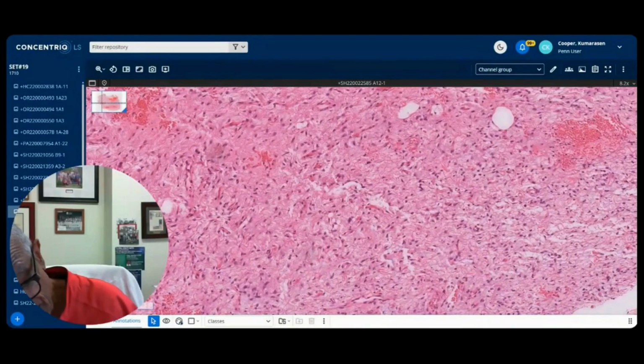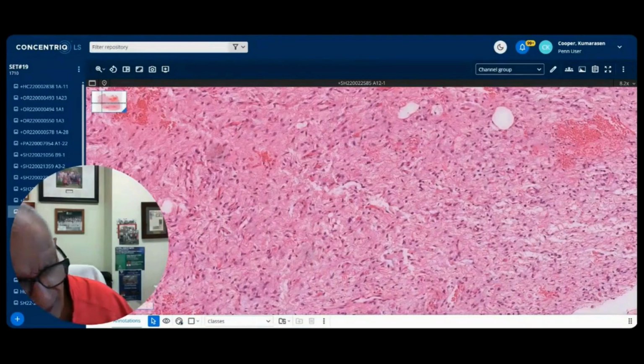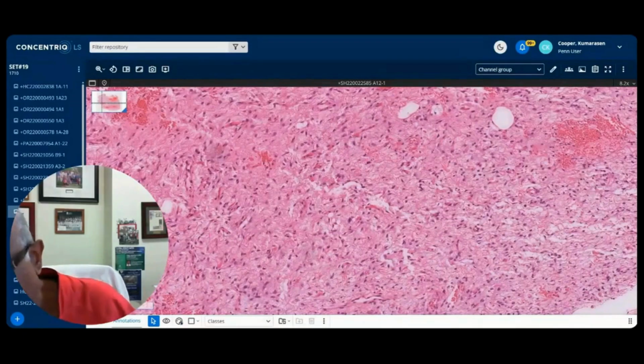And then more recently, other authors from New Hampshire and Los Angeles have picked that up. I think it's based on grading these dedifferentiated areas using FNLCC criteria. That's the best way to go.